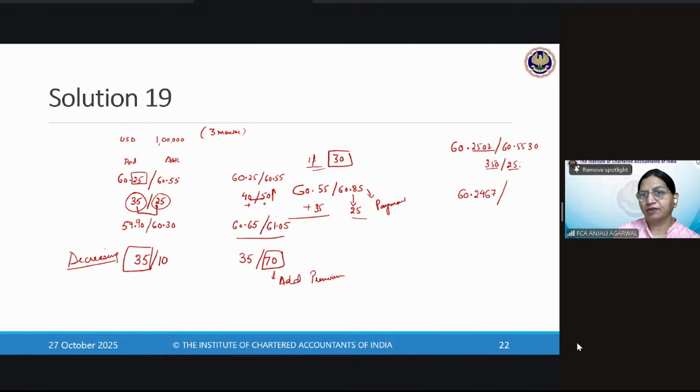If this had been 350, 250, it would have decreased by 350 and 250. So the rates are up to 4 decimals, and swap points are 2 decimals. Whatever changes are to be made, you have to apply the swap points to these 2 decimals. Then you have to take care whether it is 35-25 or 35-45. If the first swap point is more, you have to decrease. But if the second swap point is more, you have to add.